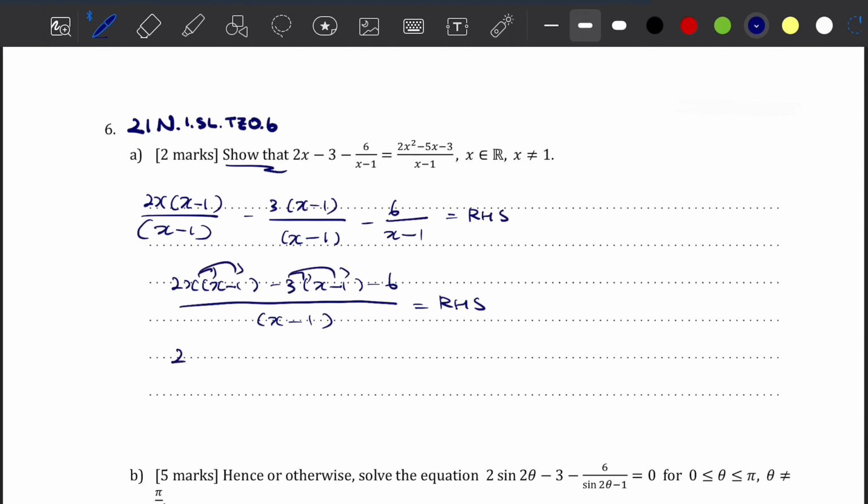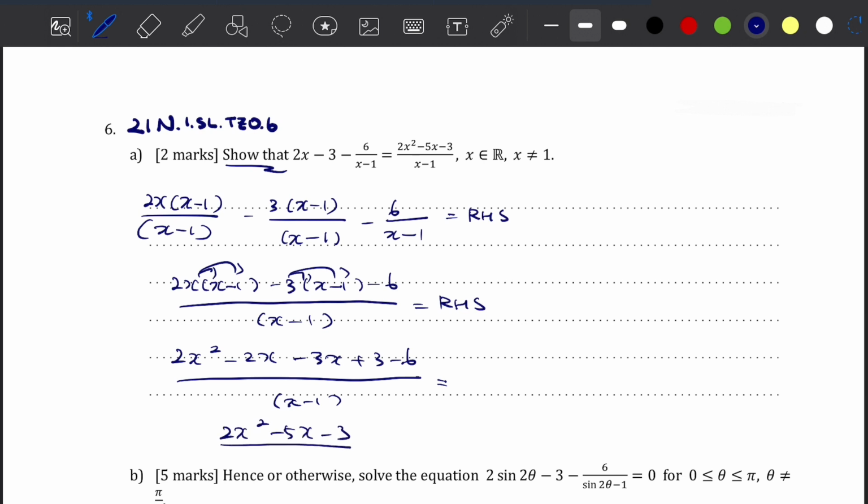Then we get 2x squared minus 2x minus 3x plus 3 minus 6 over x minus 1. Then the left hand side simplifies into 2x squared minus 5x minus 3 over x minus 1, which is equal to the right hand side. And we are done. So QED.